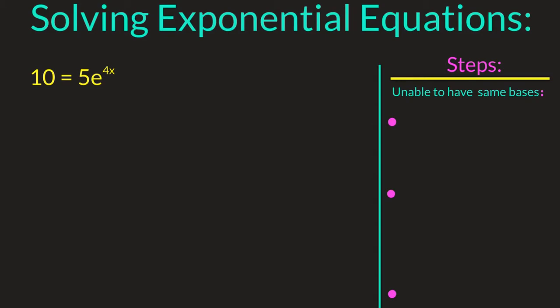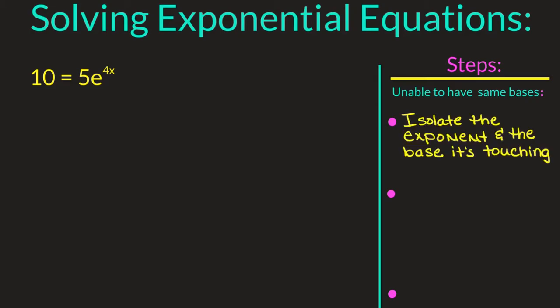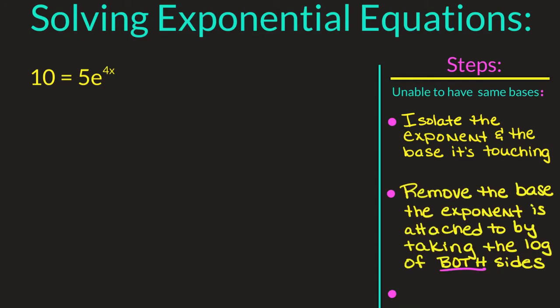So if you are unable to have the same bases, then you're going to want to first isolate the exponent and the base it's touching. Step 2, you're going to want to remove the base the exponent is attached to by taking the log of both sides. And then you're going to want to solve for x. Just for a quick reminder, remember that log base e is equivalent to the natural log.